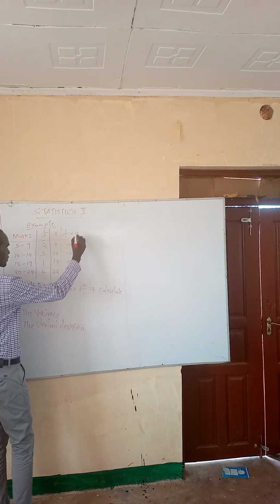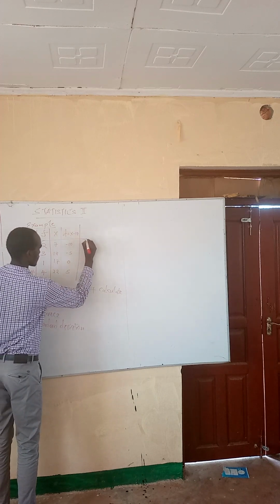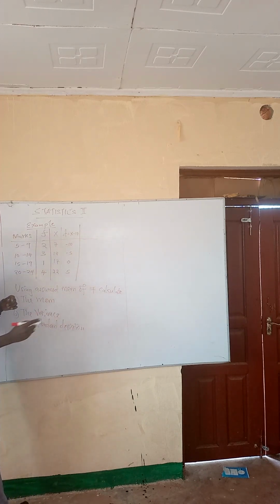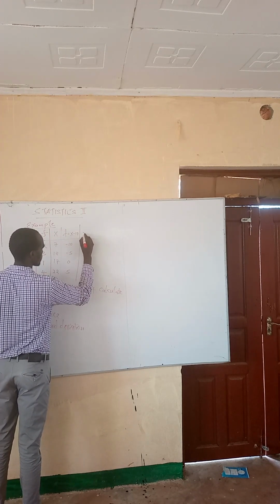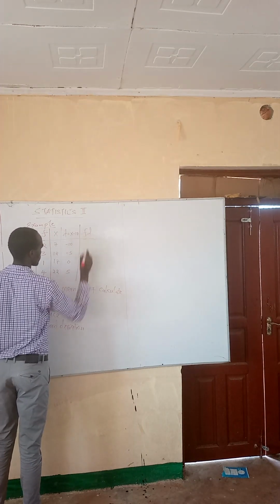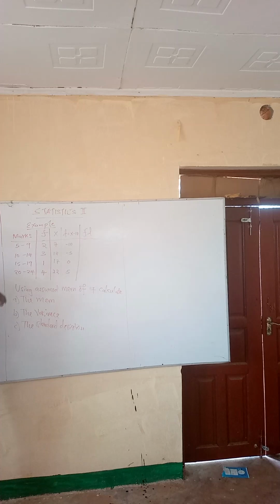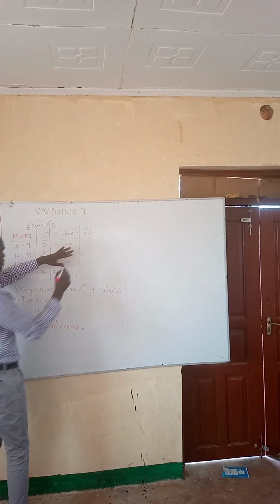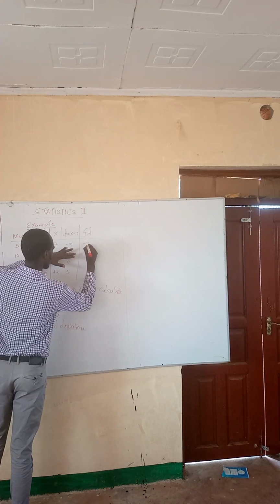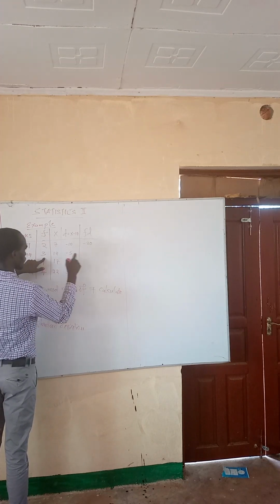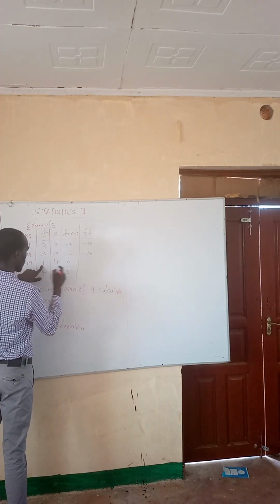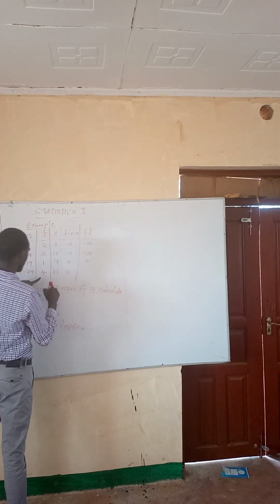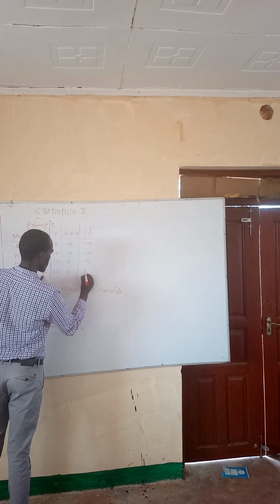Now, here we are going to have f of d as our next column. So here we are going to take f multiplied by d. So in this case, we have negative 20. 3 times negative 5 becomes negative 15. 1 times 0 becomes 0. 4 times 5 becomes 20.